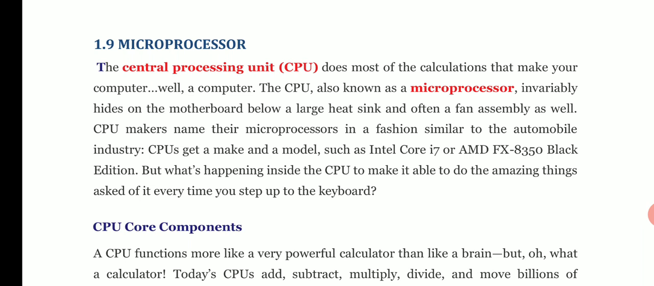So now let us see the microprocessor. The central processing unit, CPU, does most of the calculations that make your computer a computer. The CPU, also known as the microprocessor, hides on the motherboard below a large heatsink and often a fan assembly as well. CPU makers name their microprocessors in a fashion similar to the automobile industry. CPUs get a make and a model, such as Intel Core i7 or AMD FX 8350 Black Edition.